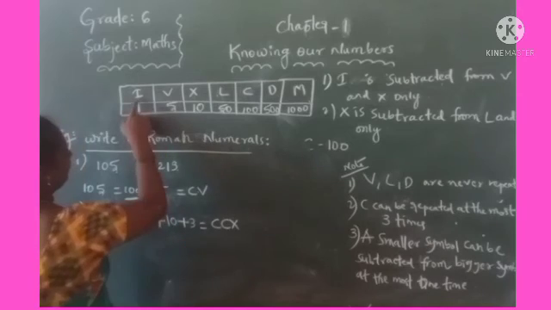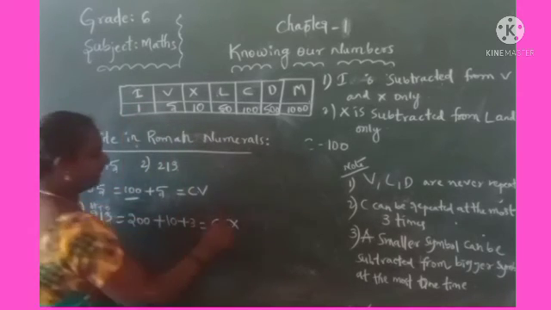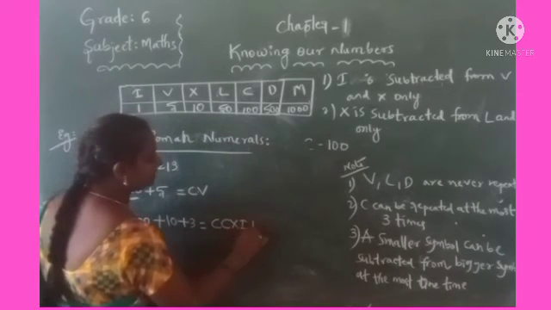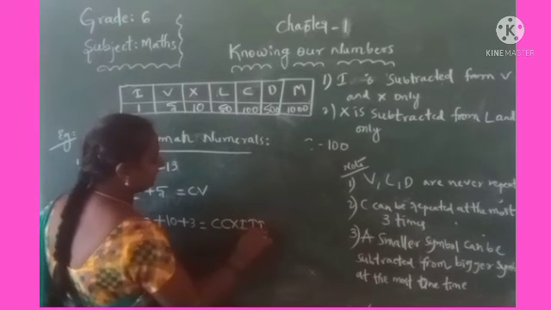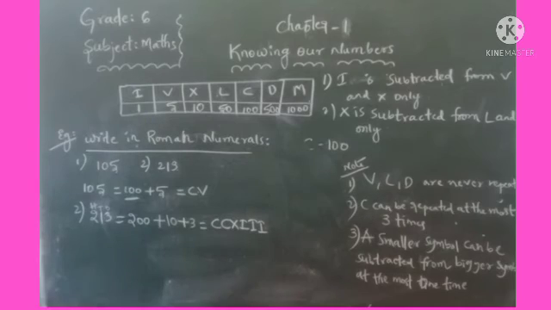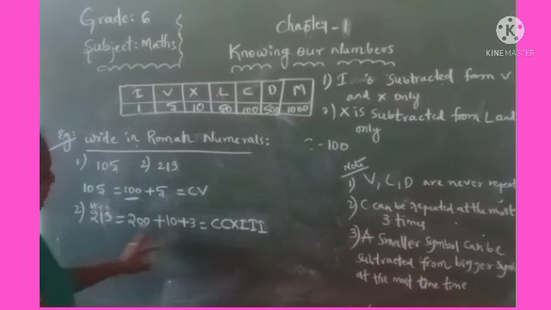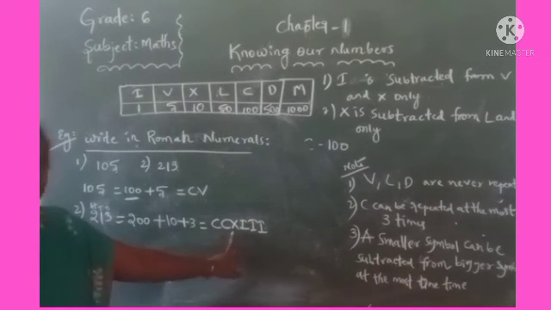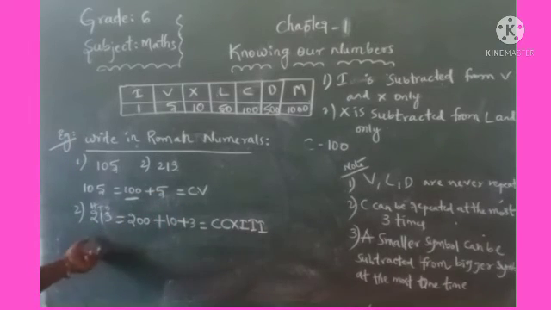3 means 3 I's. The symbol can be repeated 3 times, not more than 3 times. So what is the Roman numeral for 213? CCXIII. Like that we can write. Not only that, using the Roman numerals, how to write that in Hindu-Arabic numerals.